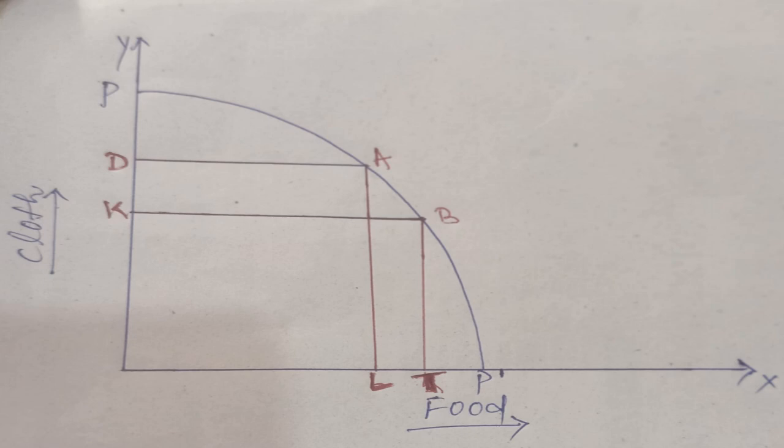In a way, this means that the production of cloth is reduced in order to increase the production of food. So, it also implies that there is a transformation in production. That is, decay amount of cloth is transformed into LT amount of extra food. That is why it is also called the production transformation curve.